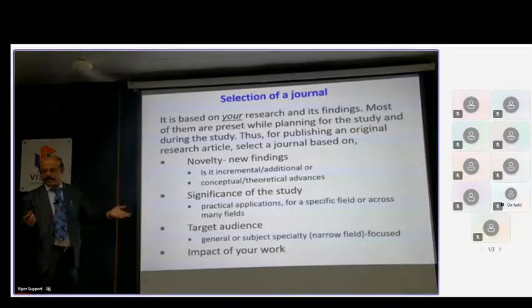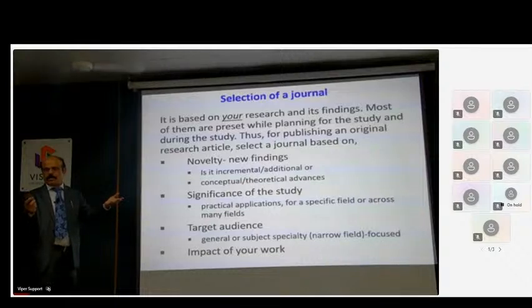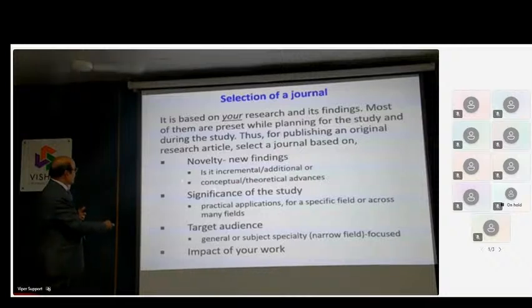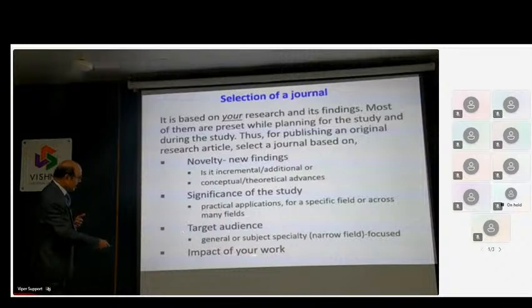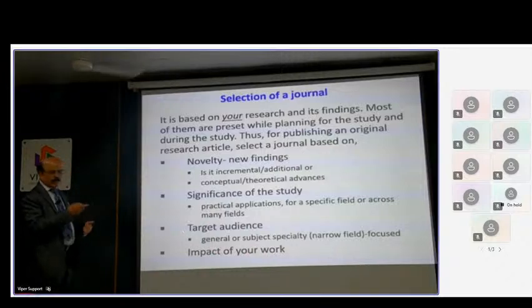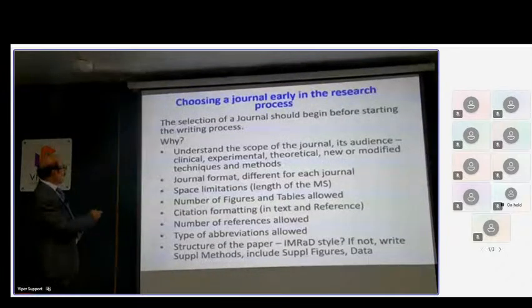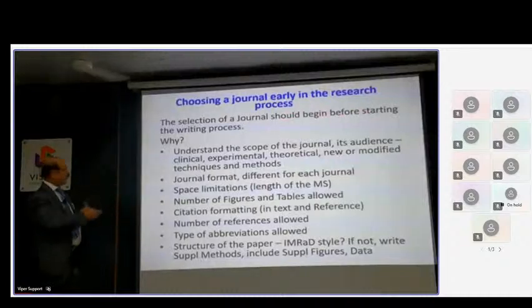So a variety of journals you will be referring to in your thesis work. That becomes a guideline for you. You don't have to search for another one. Then novelty, new finding, significance of the study, target audience, impact of your work. Based upon this, you can select the journal. The journal selection should begin before starting the writing process itself, where it should go.